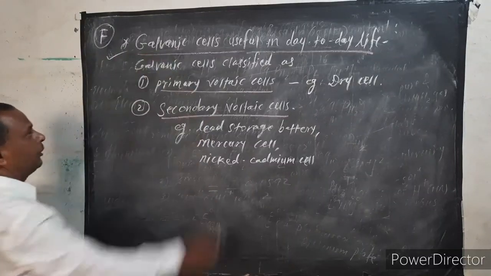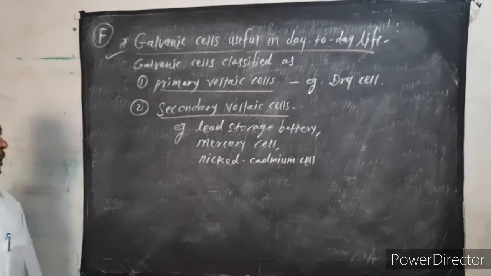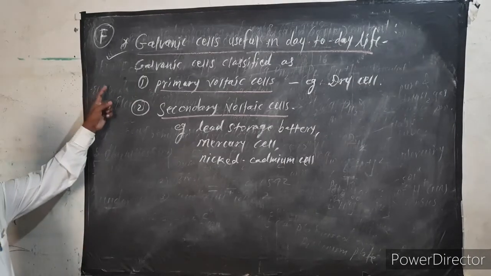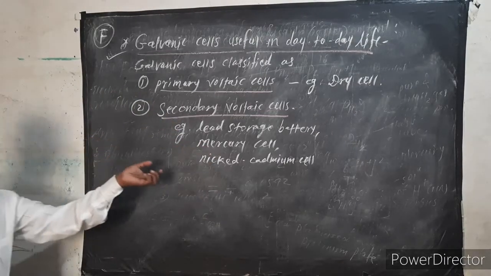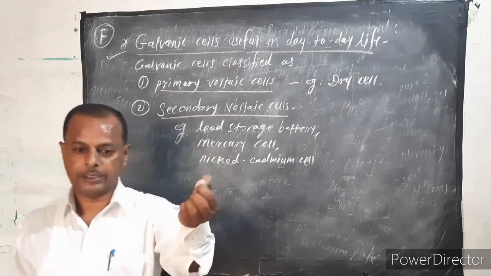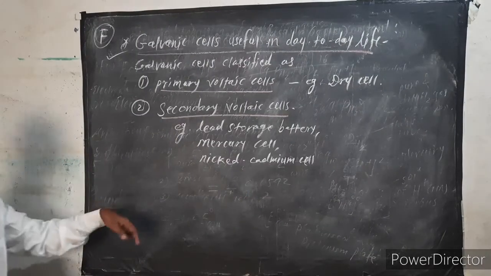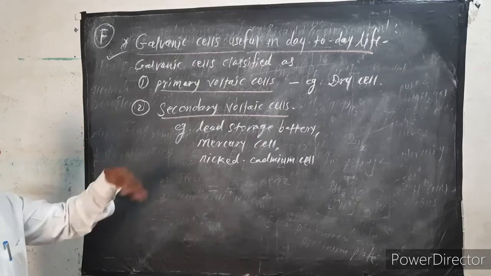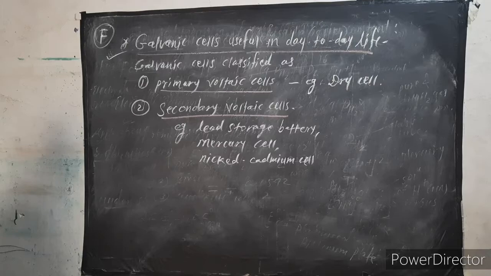Now, the next point is: are galvanic cells useful in day-to-day life? Galvanic cells are very useful in our daily life. You know that we use them in, suppose, electronic watches, that is, batteries also. Many instruments generally use galvanic cells.